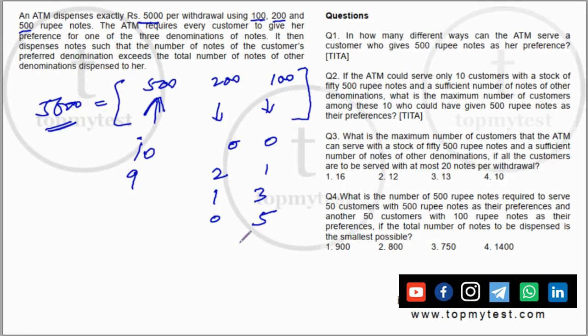So the total number of notes will keep on increasing. If I have to increase the number of notes, I'll reduce 500 rupee notes and increase 100 rupee notes. If I have to reduce the number of notes, I will reduce the 200 and 100 rupee notes and increase the number of 500 rupee notes. This is the key part in solving these questions. Let's go on a case-to-case basis and try to solve them.